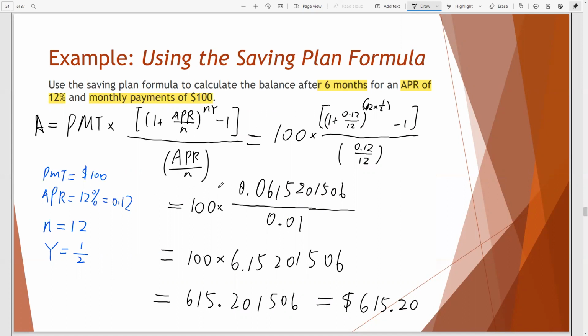So what you need more is practice. Plug in, grab all the information you have, summarize it, and use your formula to find out. Simply, that is the saving plan. And note the most important criterion here: it pays monthly payments. You make a monthly deposit, that's a fixed amount. This is when we use the saving plan formula.